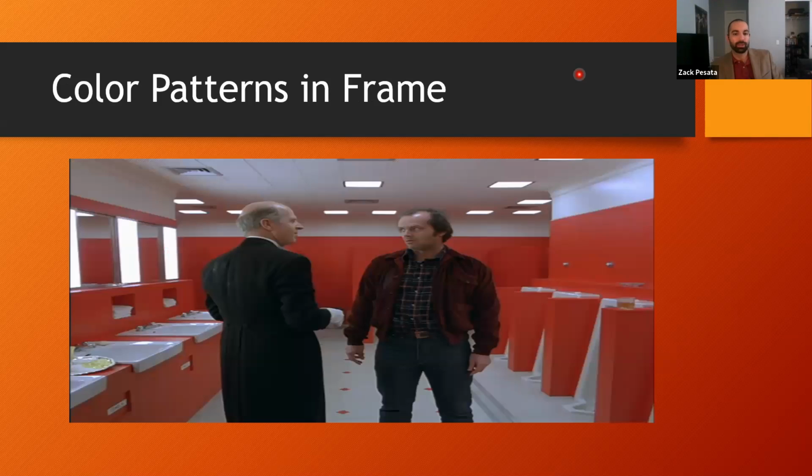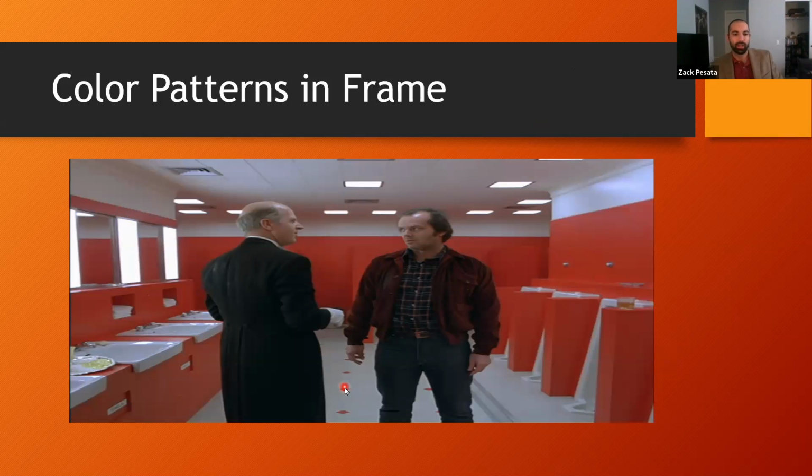So here's the color patterns in frame. Again, I'll just park on it for a second. But what two primary colors are we seeing here just in the production design? Okay, so I'm going to break it down very quickly. I would go with white and red. Red jacket, red, red. Then we have white. And I almost missed another red.